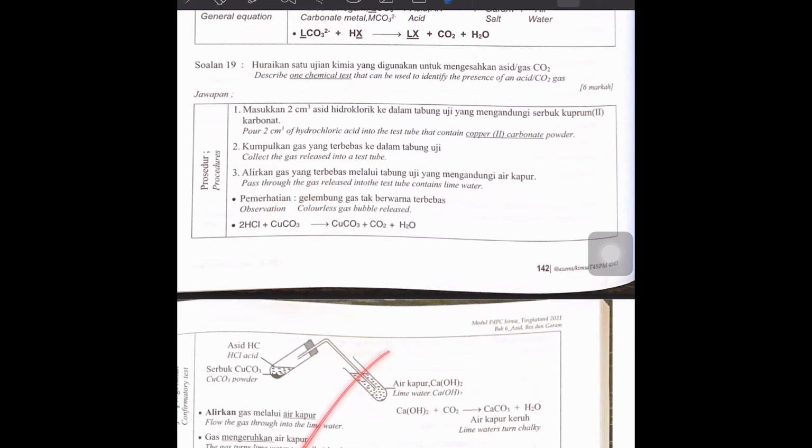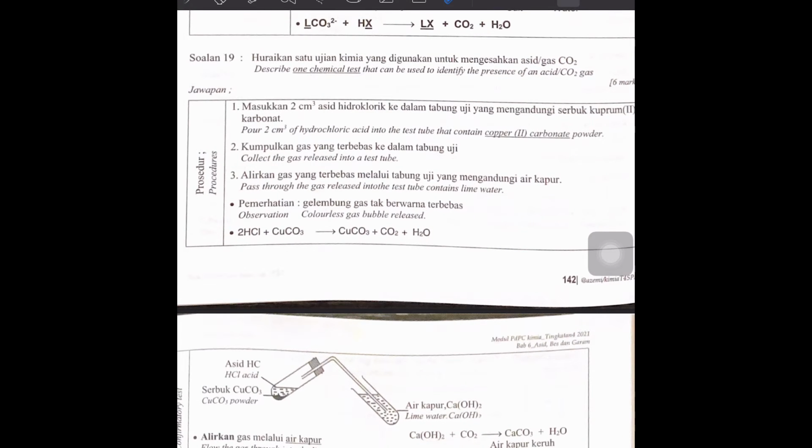6 markah. Okay, kasih react dulu your acid and also copper 2 carbonate. Di mana? Dalam test tube. How much? 2 cubic centimeter only. Sebab test tube kan kecil. Don't use more than 10. Okay. Collect the gas release. Gas yang release tu adalah carbon dioxide lah because ada carbonate. Pass through the gas release into a test tube containing lime water.